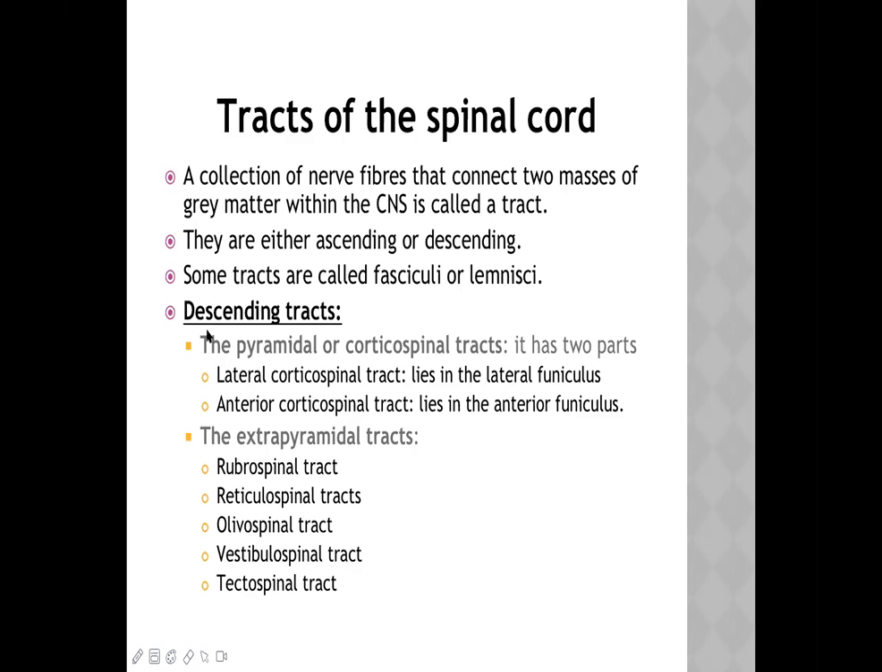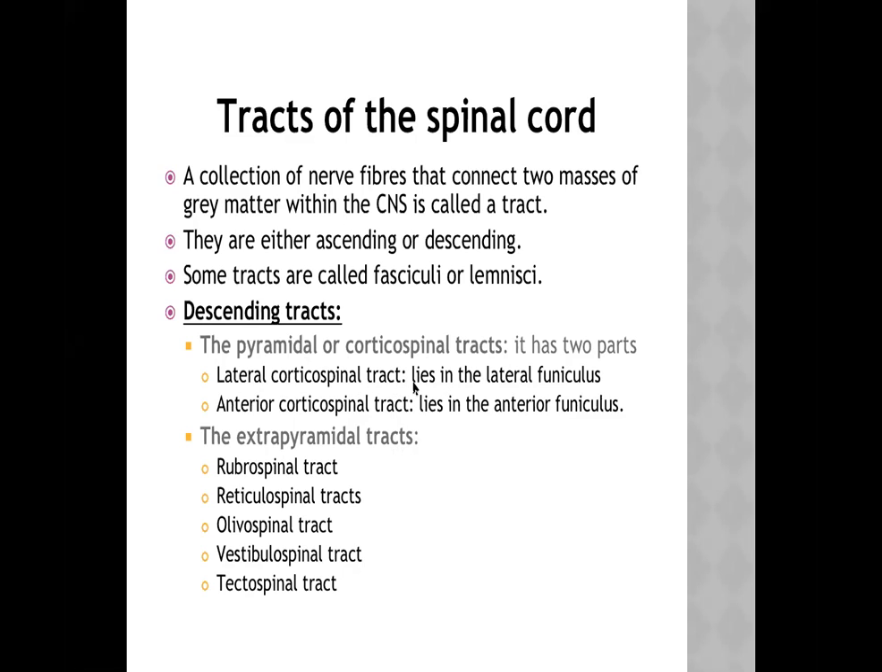Now let's name some of the descending tract which are more important than the other. So we divide them roughly into the pyramidal system and extrapyramidal system. So pyramidal tract or pyramidal system means corticospinal tract, and it is again divided into two parts: lateral corticospinal tract and the anterior corticospinal tract.